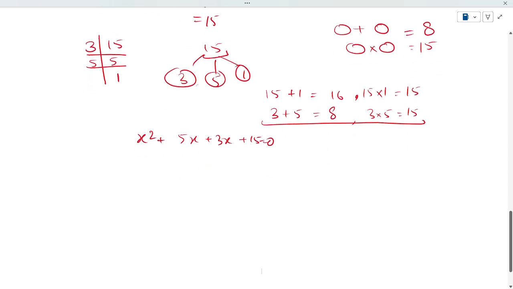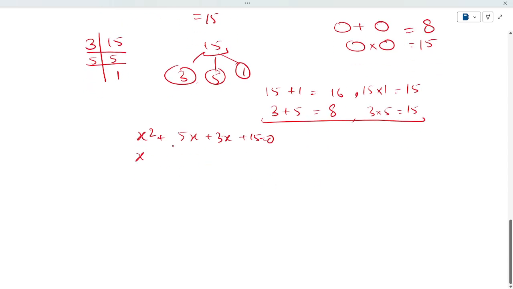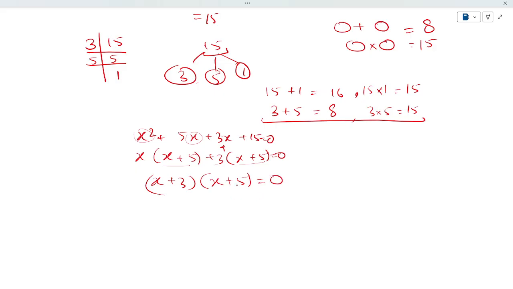Now we have to take common factors. Taking x common here, and taking 3 common here, we get the brackets identical, so we can pull out a single common factor, and the other factor here is x plus 3. This whole equation equals 0, so either this will be equal to 0 or this will be equal to 0, and we get x value as minus 3 and x value as minus 5.